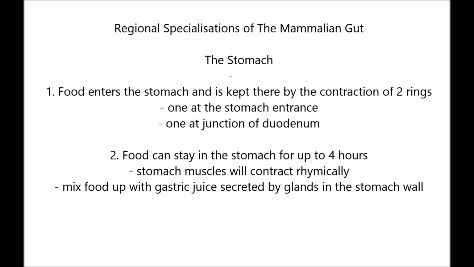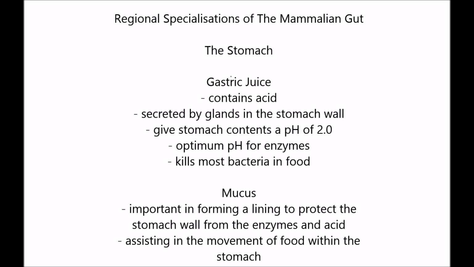The stomach. Food enters the stomach and is kept there by the contraction of two rings, one at the stomach entrance and one at the stomach exit to the duodenum. Food can stay in the stomach for up to 4 hours. Stomach muscles contract rhythmically and mix food up with the gastric juice secreted by glands in the stomach wall. Gastric juice contains acid and gives the stomach contents a pH of 2, the optimum pH for enzymes.